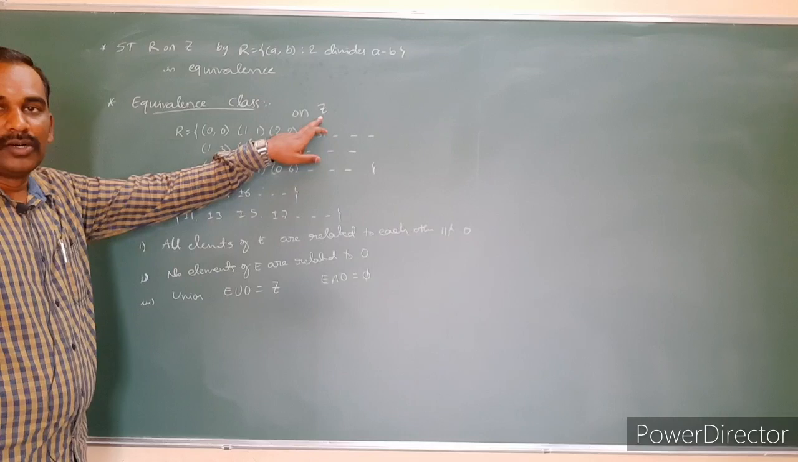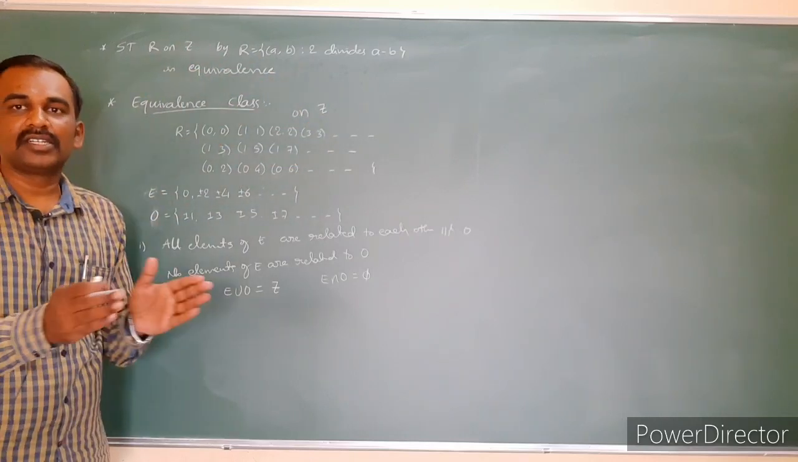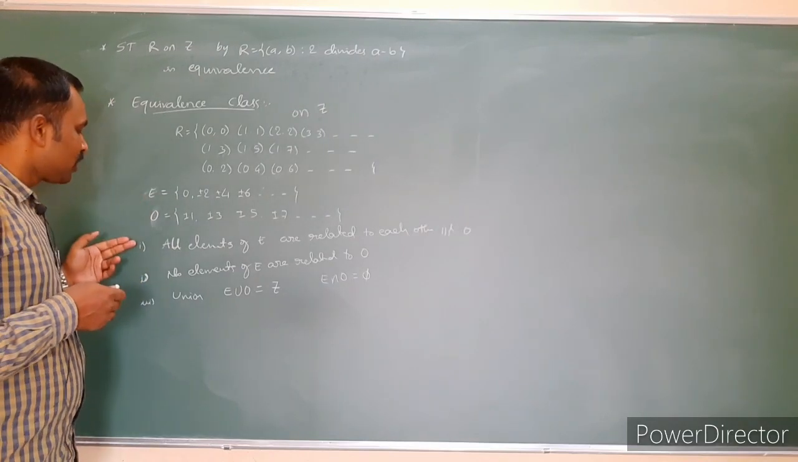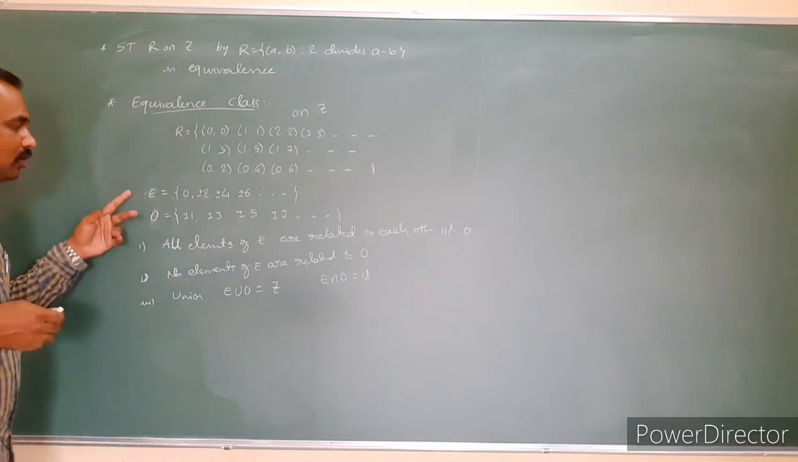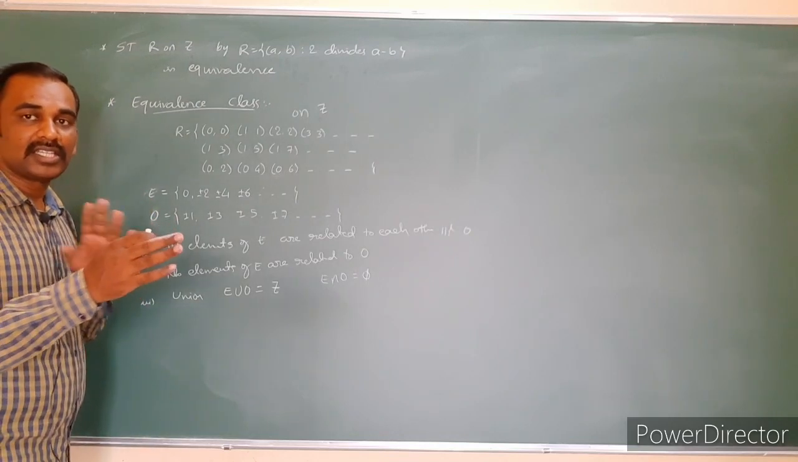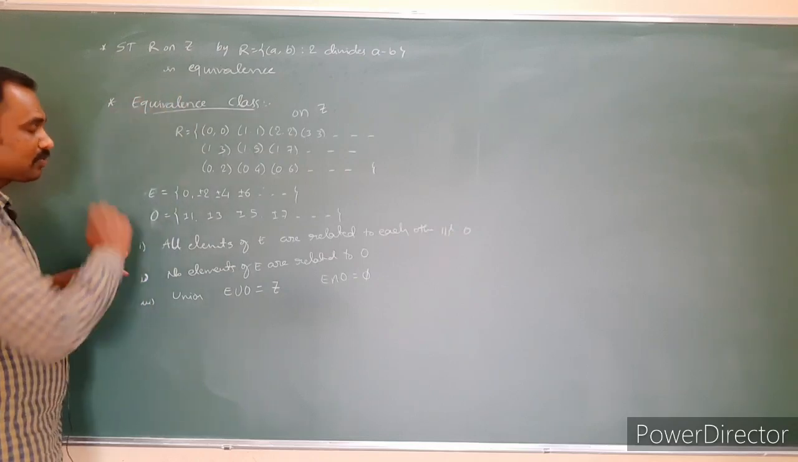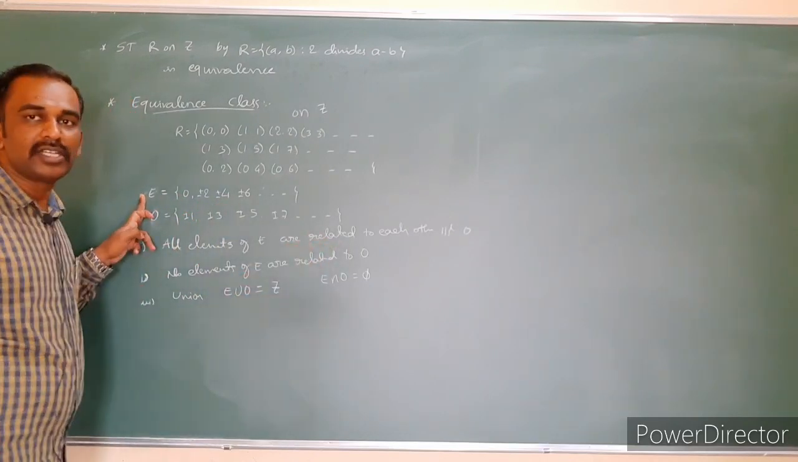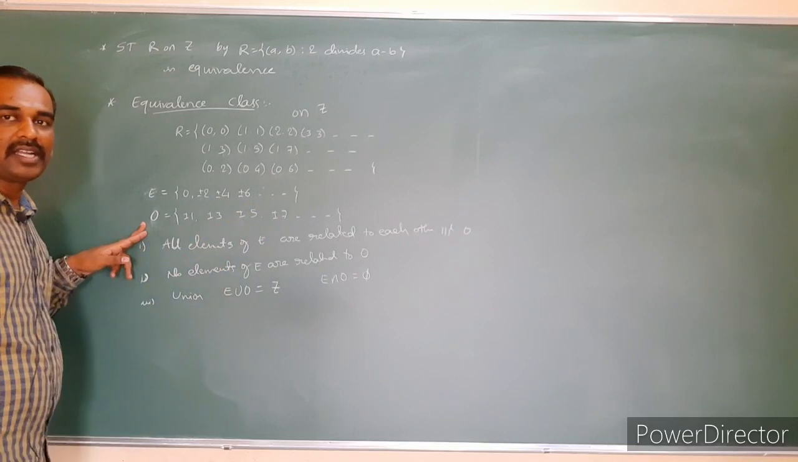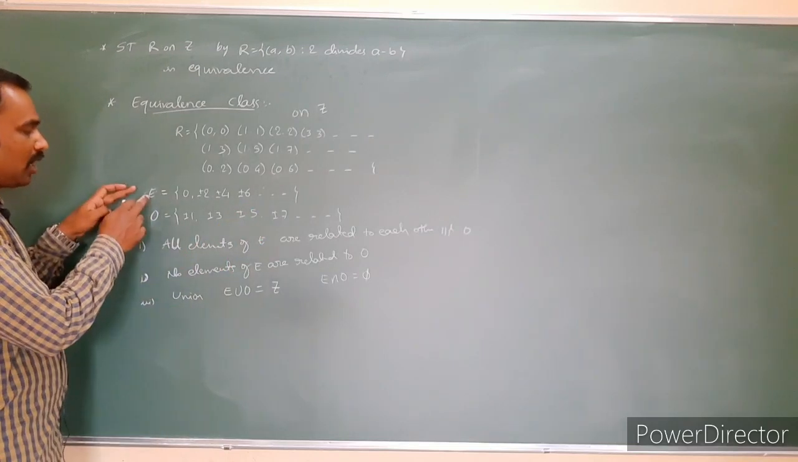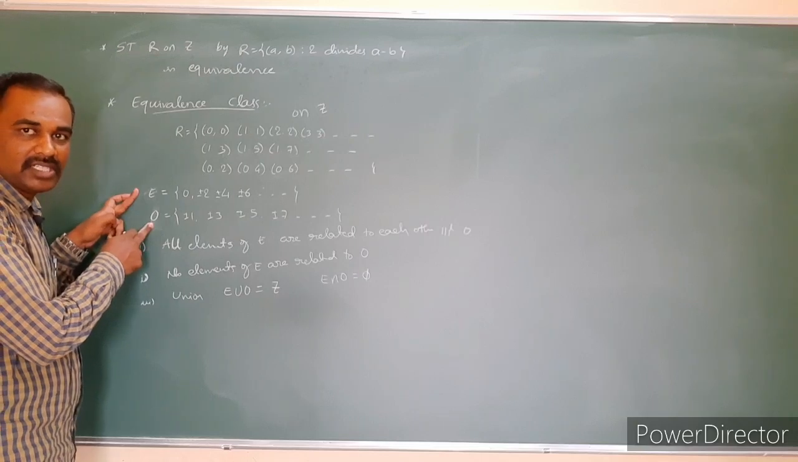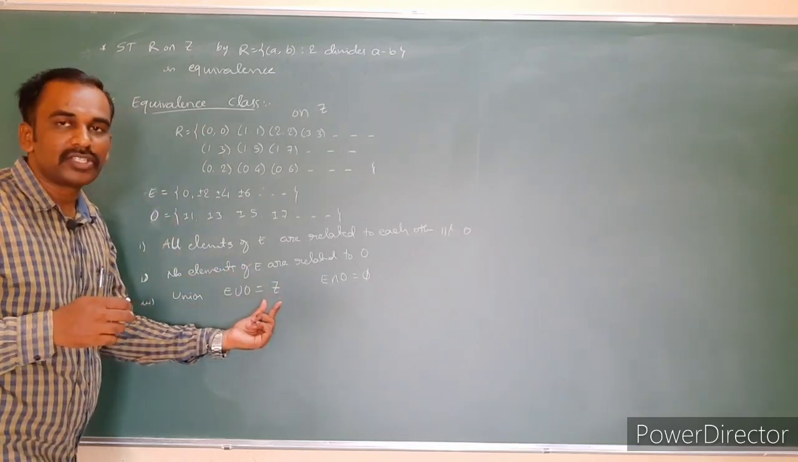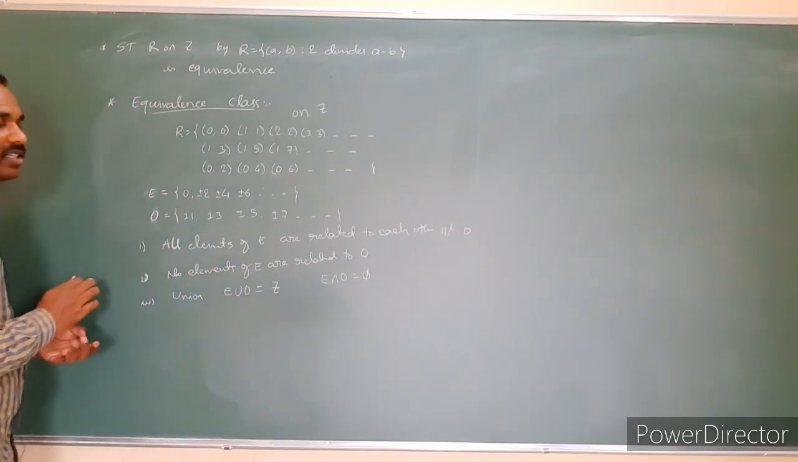First of all, the whole given set is divided into two subsets. Then, what are the conditions? In this particular example, all the elements of set E are related to each other. Similarly, all the elements of the set O are related to each other. Second condition: no element of the set E is related to any element of the set O. And third, if I take the union of these two subsets, we get the original set, and if I take the intersection, we get the null set.